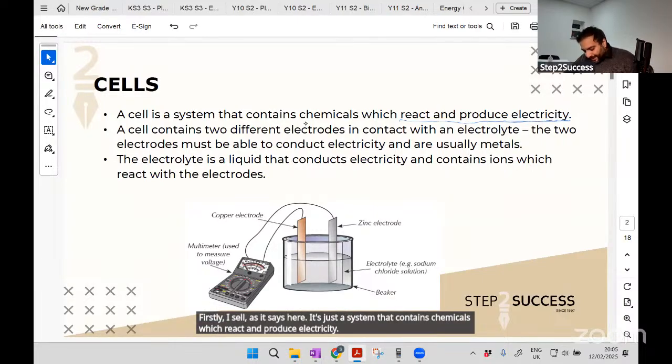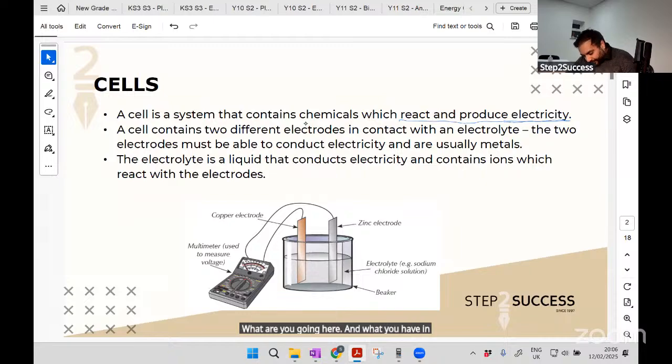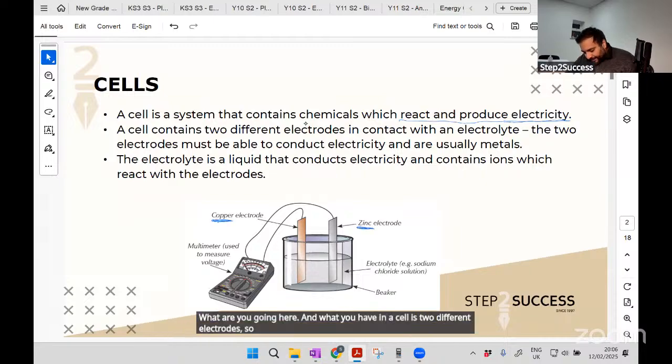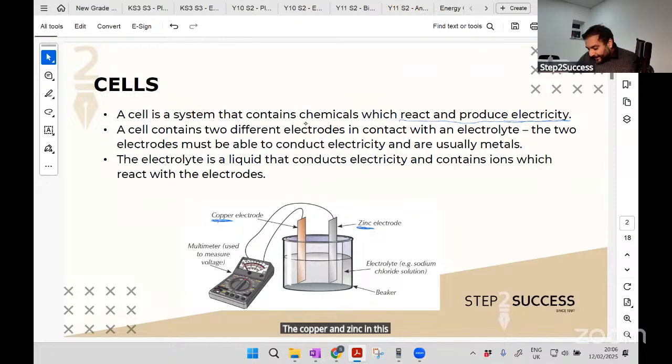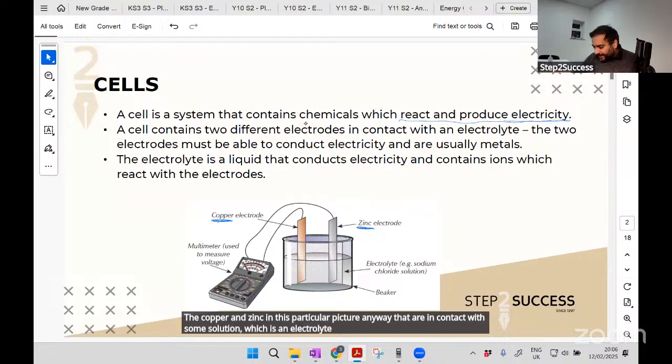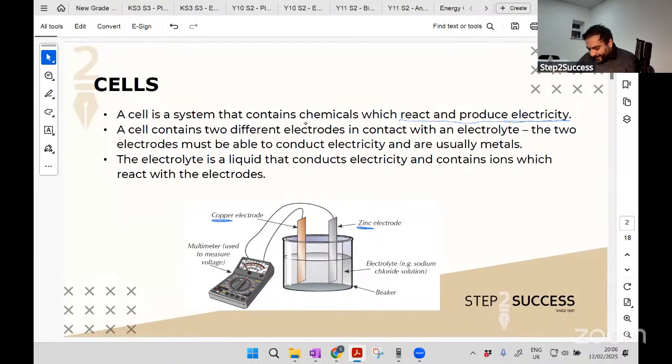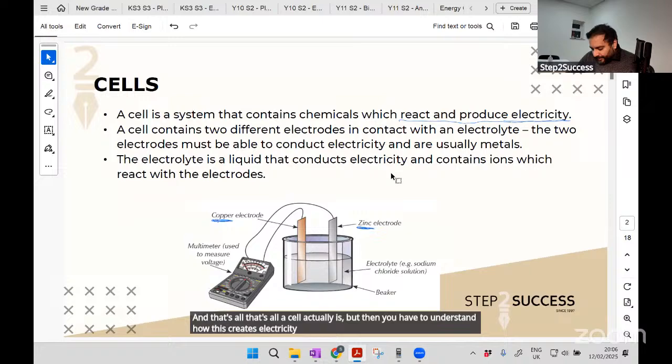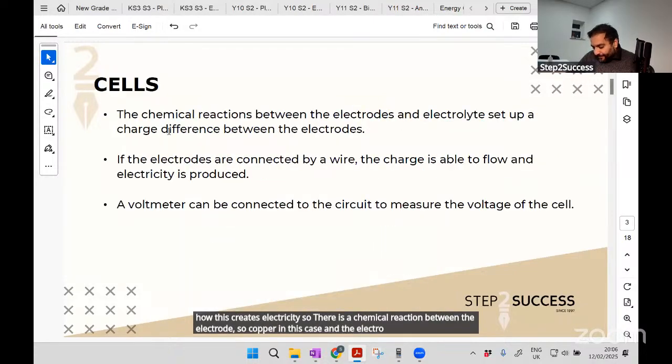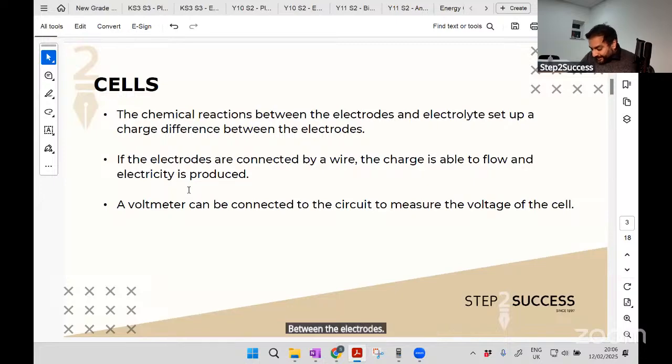What you have in a cell is two different electrodes, so different materials, copper and zinc in this particular picture, that are in contact with some solution, which is an electrolyte, which conducts electricity. And that's all a cell actually is, but then you have to understand how this creates electricity. There is a chemical reaction between the electrode, so copper in this case, and the electrolyte, which creates a potential difference between the electrodes. And we get electricity as a result.